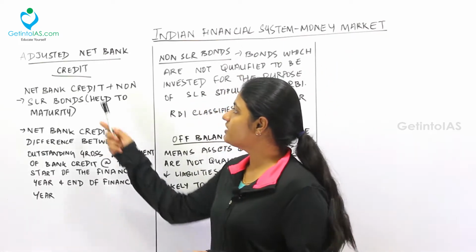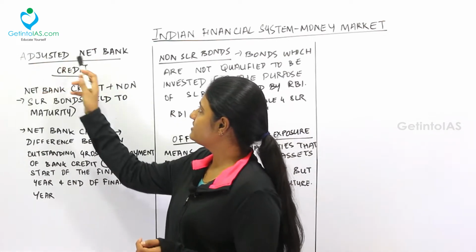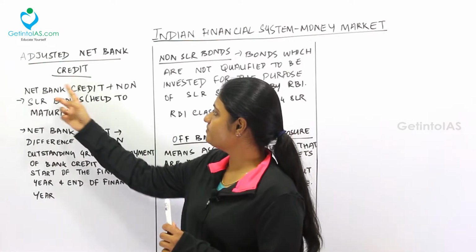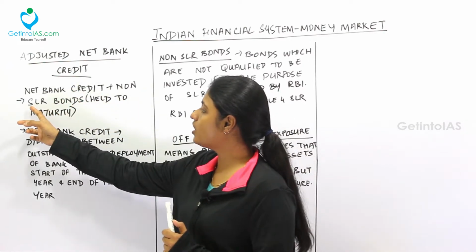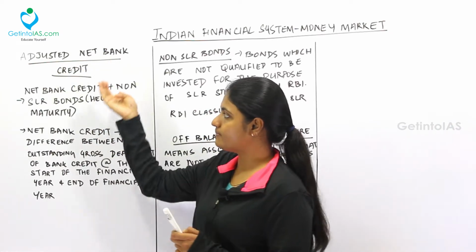So now moving to the Adjusted Net Bank Credit. Fine, we are going to decode the term Adjusted Net Bank Credit. So net bank credit plus non-SLR bonds held to maturity is called Adjusted Net Bank Credit.